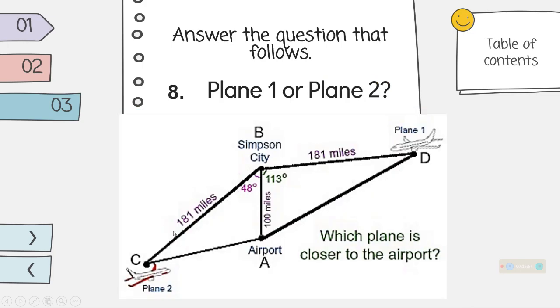Okay, let's have number 8. Is it plane 1 or plane 2? The question is, which plane is closer to the airport? Is it plane 1 or plane 2? It is correct. We have plane 2, because opposite it is only 48 degrees. While plane 1 is 113 degrees, so it is farther from the airport.